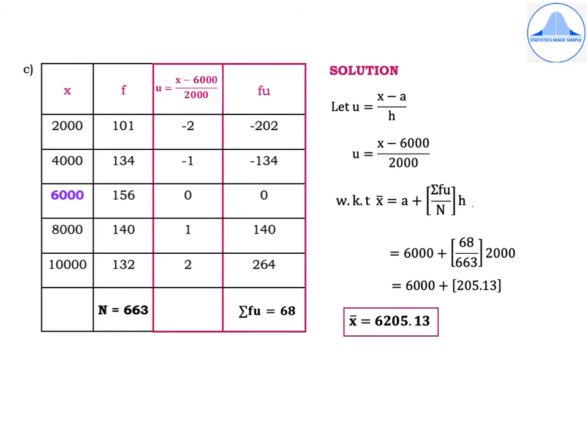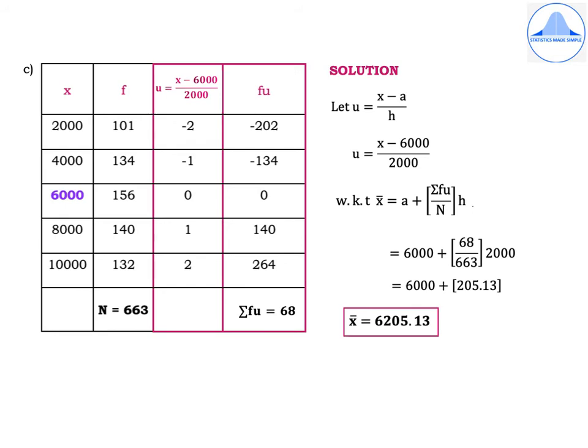Division C, there are two columns given, x and f, which means it is discrete data. The x values are 2000, 4000, 6000, 8000 and 10,000. The frequencies are 101, 134, 156, 140, 132. So we get capital N as 663. Starting with the solution, start with let u be equal to x minus a divided by h. A is the middlemost x value, which is 6000, and h is the difference between the x values, which is 2000. So you get u equal to x minus 6000 divided by 2000.